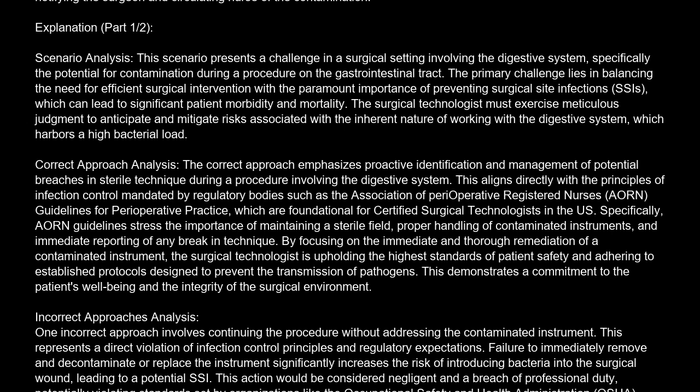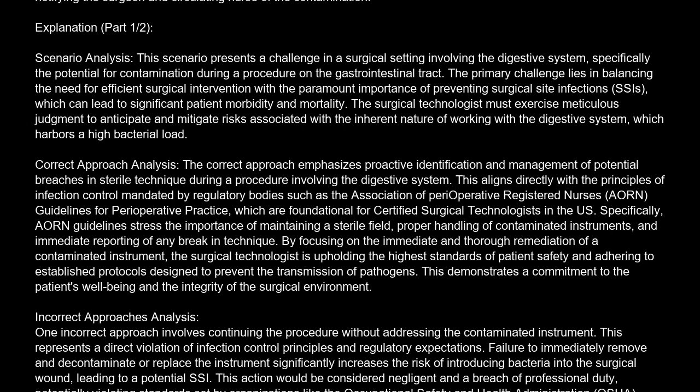The primary challenge lies in balancing the need for efficient surgical intervention with the paramount importance of preventing surgical site infections, SSI, which can lead to significant patient morbidity and mortality. The surgical technologist must exercise meticulous judgment to anticipate and mitigate risks associated with the inherent nature of working with the digestive system, which harbors a high bacterial load.